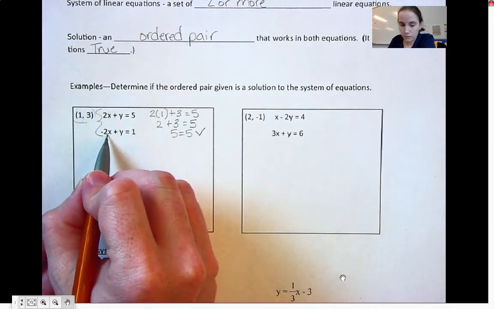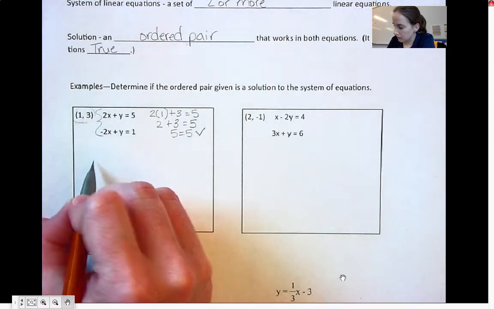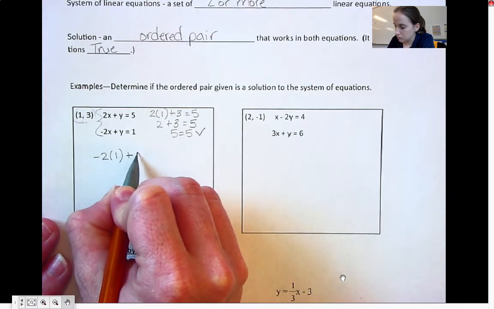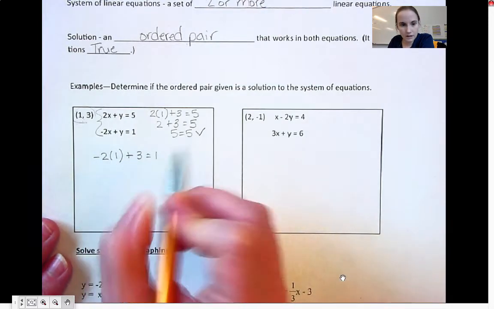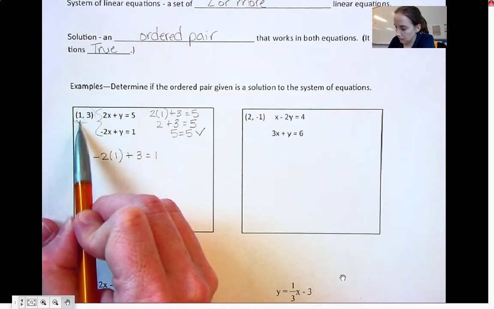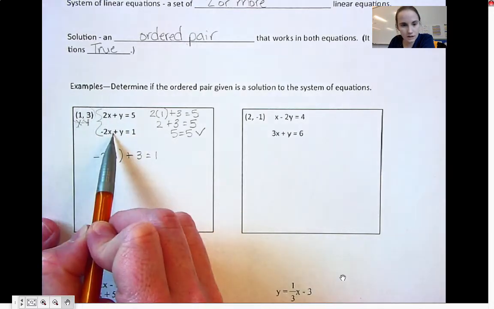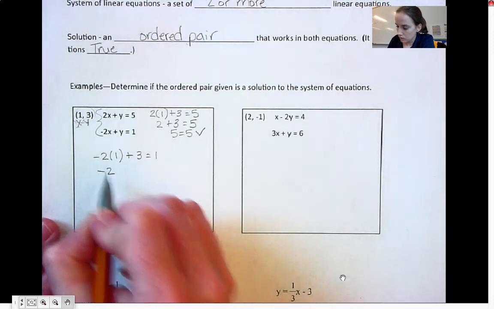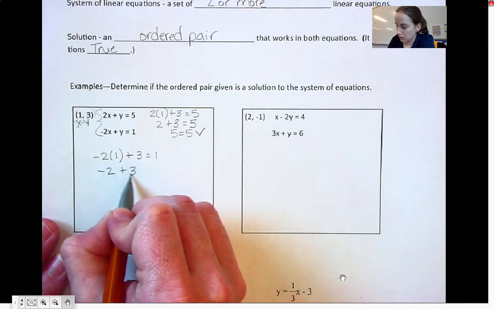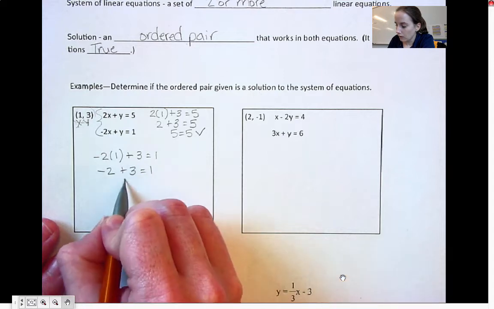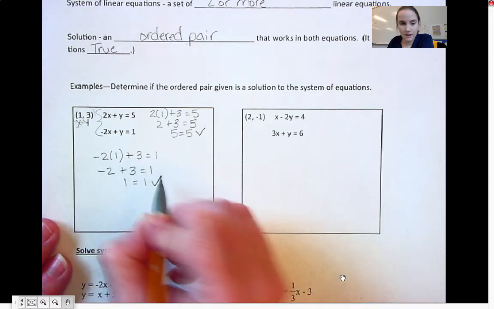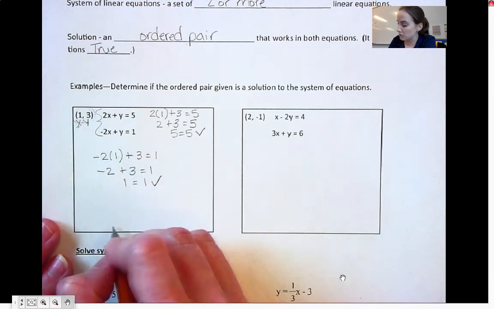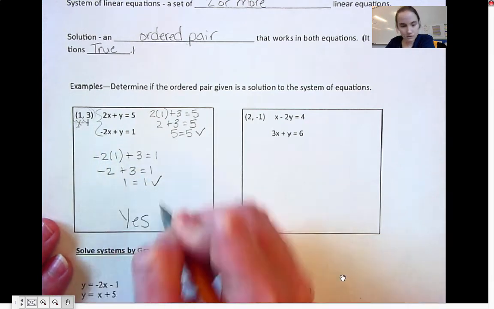Now, equation number 2, plug it in for that one. Negative 2 times 1 plus the 3 equals 1. Again, I'm just taking my x and y and plugging it in, seeing if it's true. Negative 2 plus 3 equals 1. 1 equals 1. That is also true. Is the ordered pair a given solution? We will say yes, and that's because it worked for both.